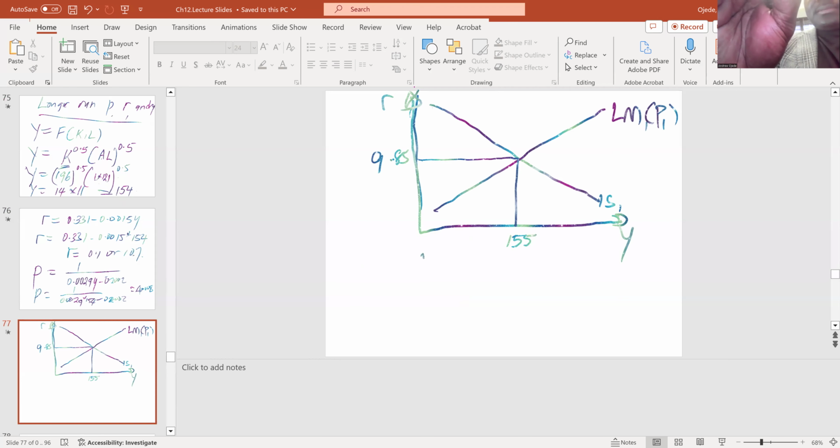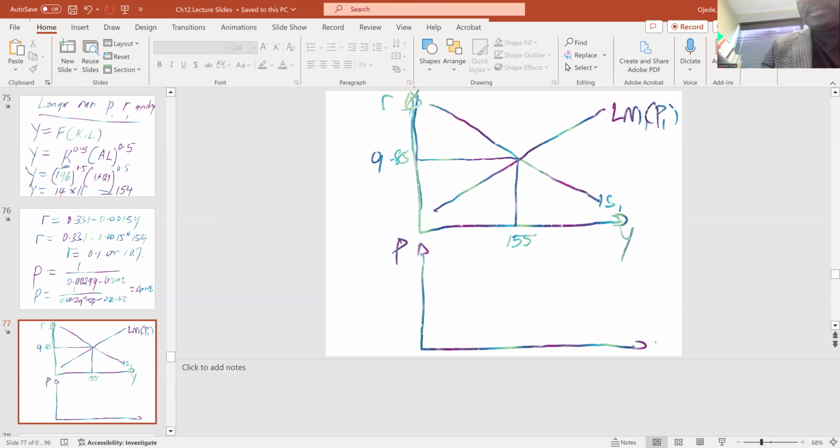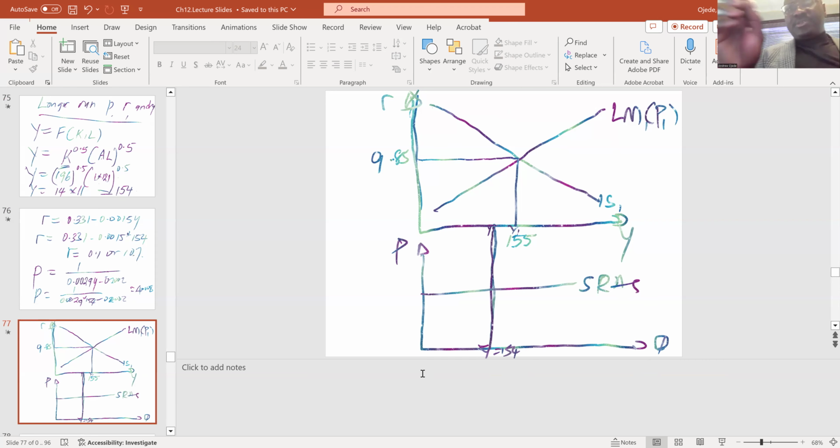Now if I embed the long-run aggregate supply curve, which plots price and quantity, you found that the full employment long-run output, Y bar, is 154. So your actual output exceeds full employment. That means the intersection between the short-run aggregate supply curve and the aggregate demand curve is happening beyond the full employment value. The economy is producing 155 in the short run.